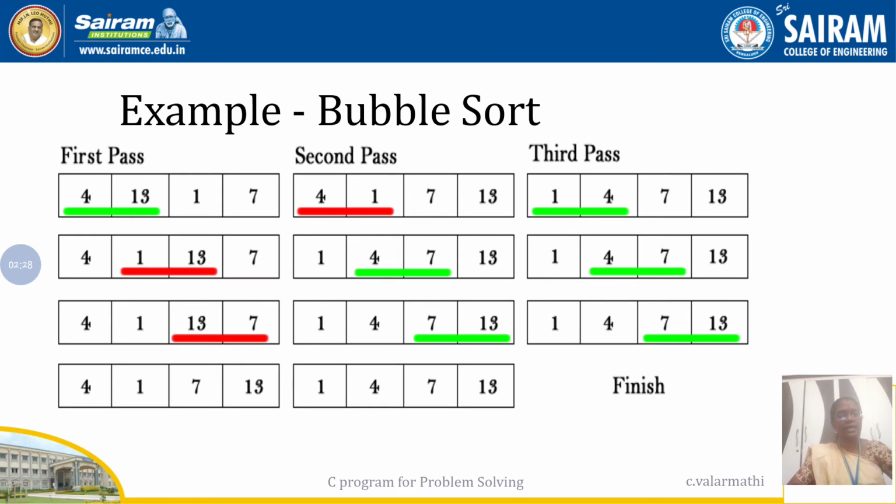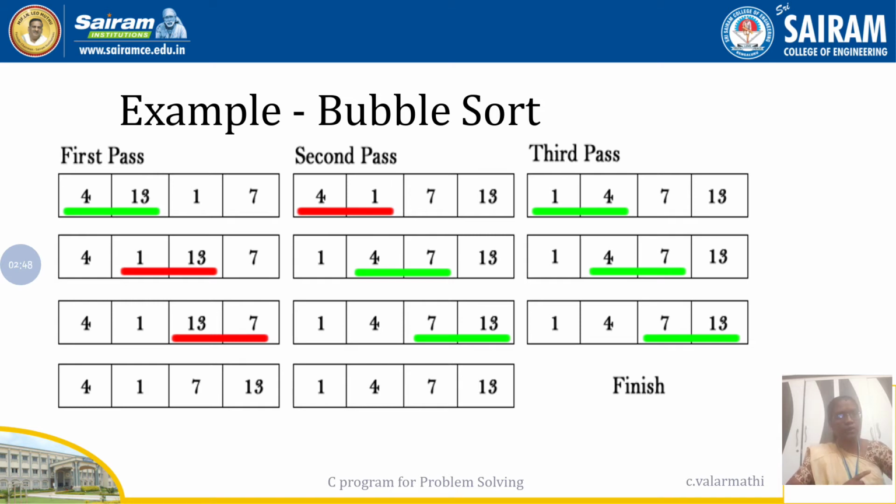Then the second element should be compared with the third element. In that case 4 is less than 7, so no swapping is required. Then it will go on to compare the third element with the fourth element. What is the third element? 7, and 7 is compared with 13. No swapping is required. So at the end of the second pass, you will get 1 4 7 13.